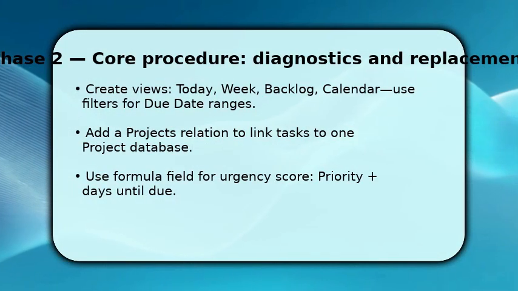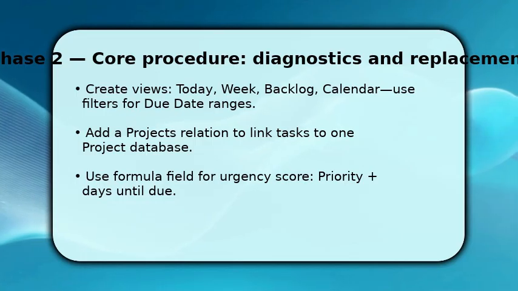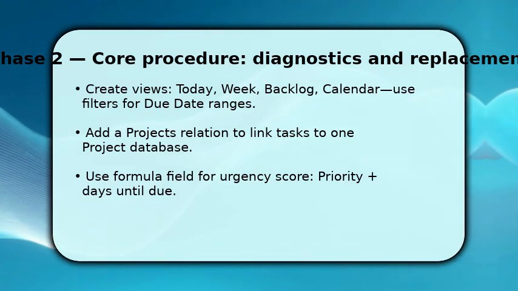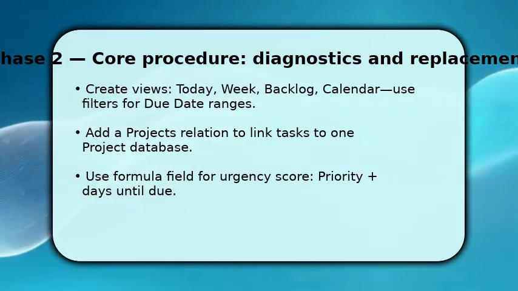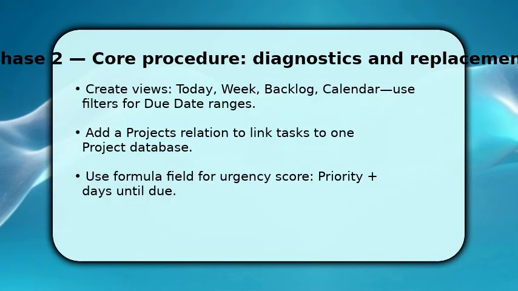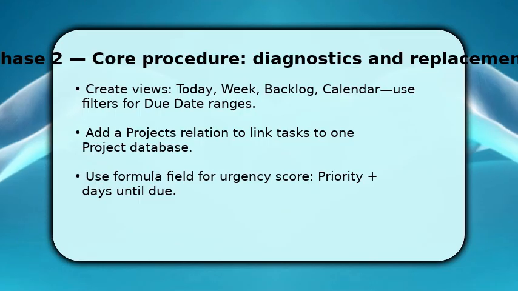Once the table exists, build views that match how you work. Today, week, backlog, and calendar, each with filters on due date and status. Then create a projects database and add a relation property so tasks link to outcomes. This enables roll-ups for progress and counts. Add a formula for urgency. Combine priority weight with days until due, so sorting surfaces what matters. Also set a default view for mobile. Make sure filters and relations sync across team members if shared.